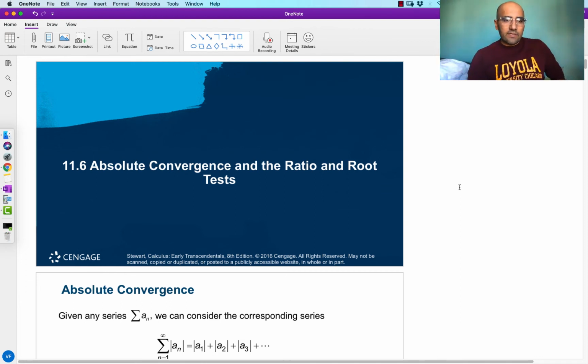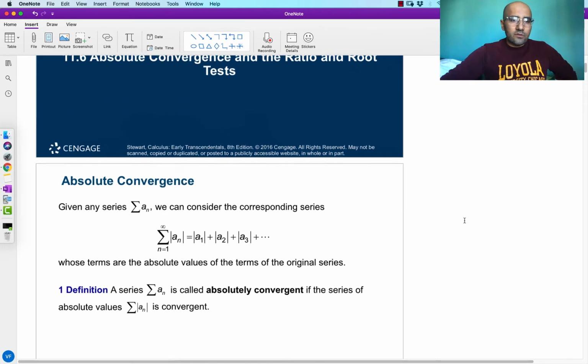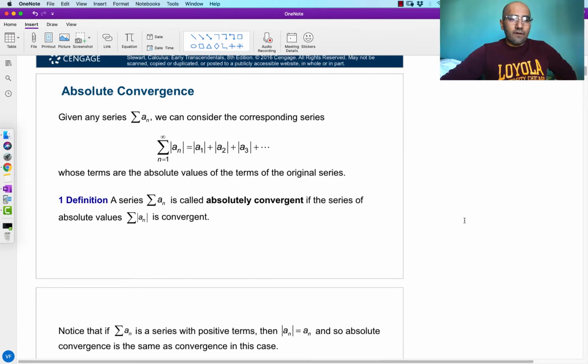Okay, Chapter 11, Section 6, Absolute Convergence and the Ratio and the Root Tests. Okay, so absolute convergence is as follows. Given any series, A sub n, we consider the corresponding series of absolute value of A sub n, right?